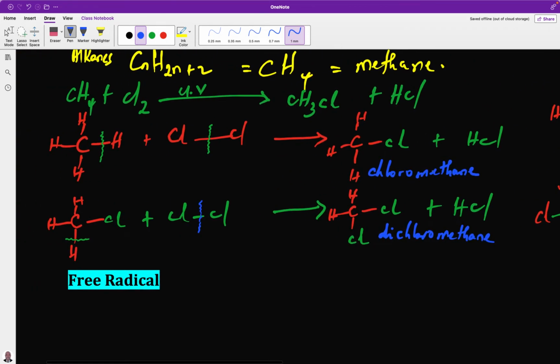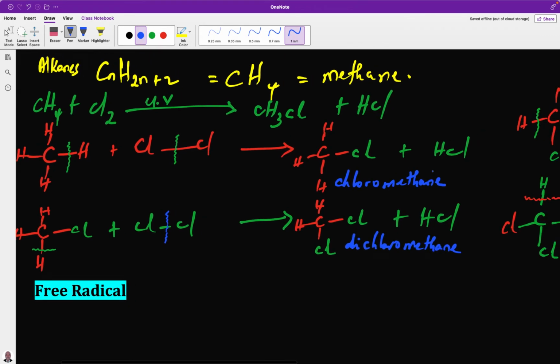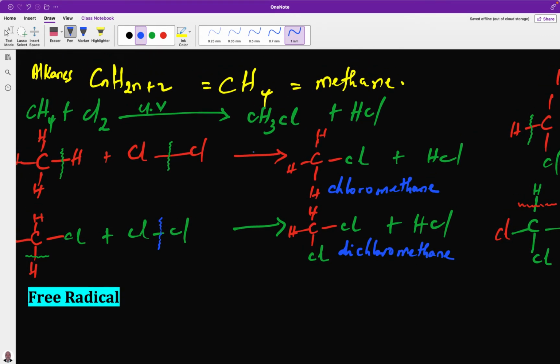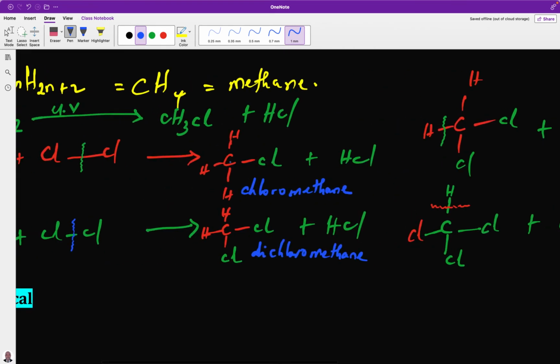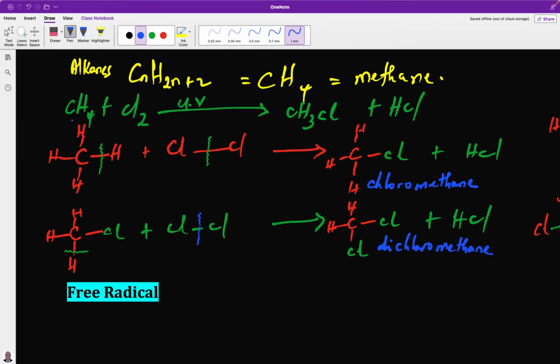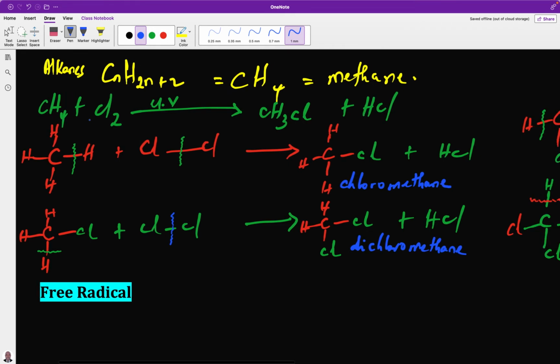I have decided to use the bonds for you to better understand. Else we would have used only the simple equation. In the simple equation, we would have just written CH4 plus Cl2 under UV light to give CH3Cl plus HCl. One chlorine, one hydrogen atom, as I said, is replaced at a time. Just like that, like that, like that.